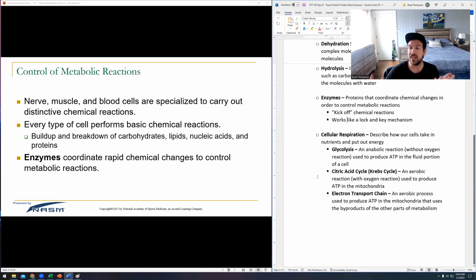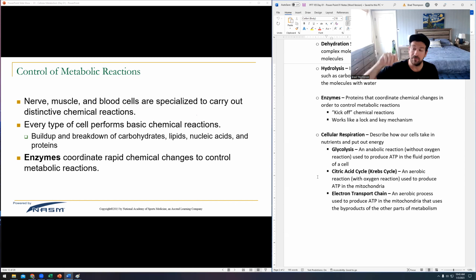So think of enzymes like this, guys, and I use this example all the time. Your enzymes are like the key to your car. They don't have any energy of their own. Your car doesn't run on the key, right? It runs on gasoline or diesel or whatever you're using, or I guess battery power. Your car runs on all that, right?